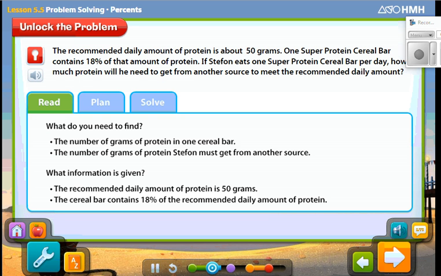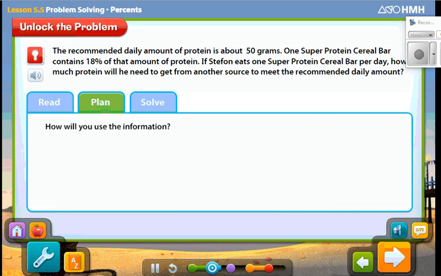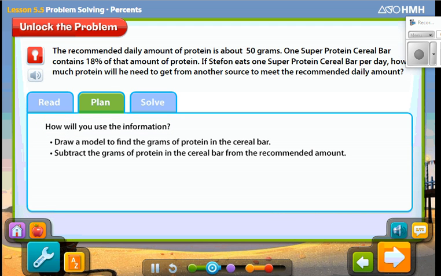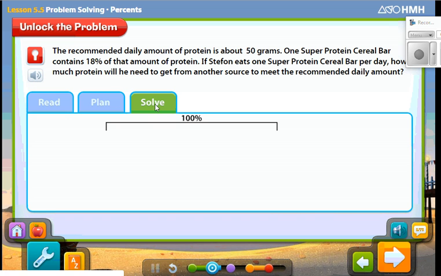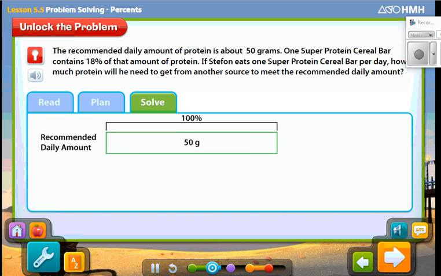Let's make a plan to solve this problem. How will you use the information? You can draw a model to find the grams of protein in the cereal bar. Then subtract that amount from the recommended daily amount. Let's solve the problem. First, draw a bar model to represent 100%. How many grams of protein are in 100% of the recommended daily amount? 50 grams of protein is equal to 100% of the recommended daily amount.